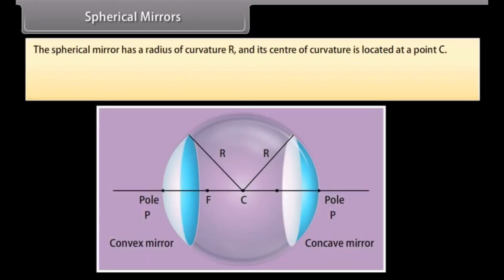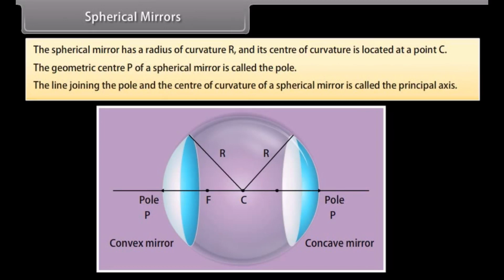The spherical mirror has a radius of curvature r, and its center of curvature is located at point C. The geometric center P of a spherical mirror is called the pole. The line joining the pole and the center of curvature of a spherical mirror is called the principal axis.